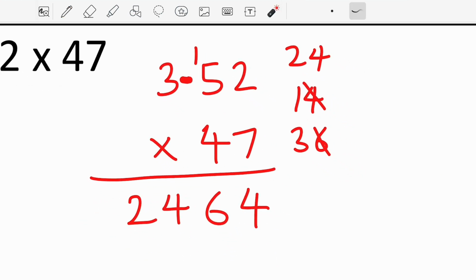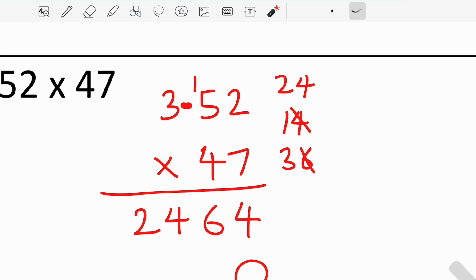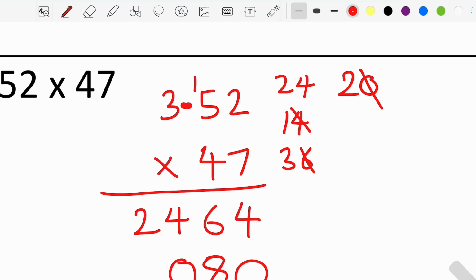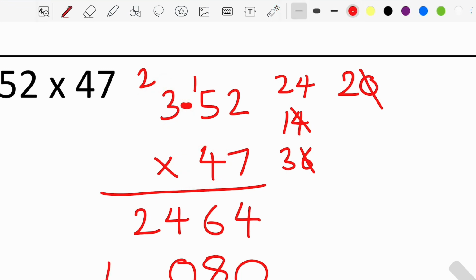Next, we're going to multiply by the 4, but before we do that, since this is a tens number, we're going to put a 0 to start. 4 times 2 is 8. 4 times 5 is 20. And 4 times 3 is 12 plus 2 is 14.